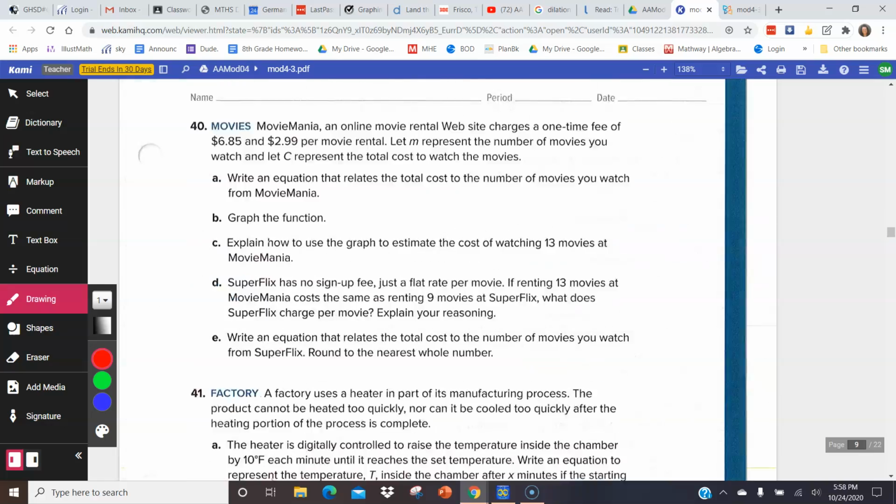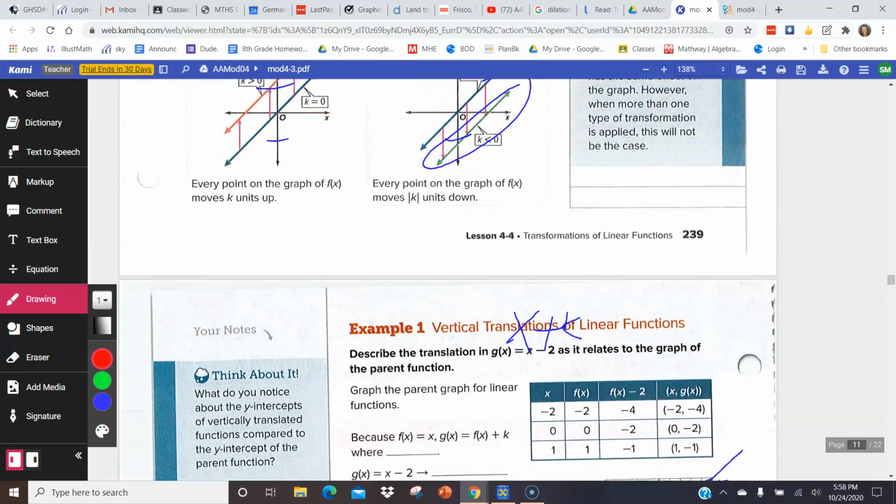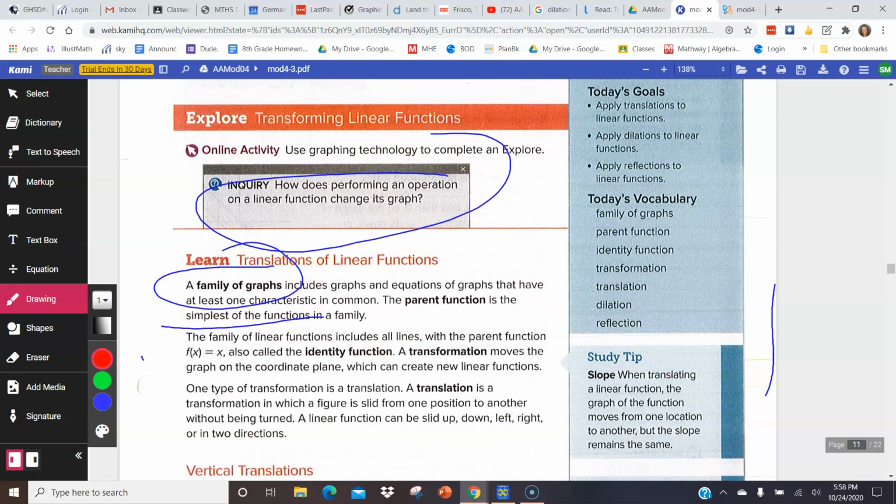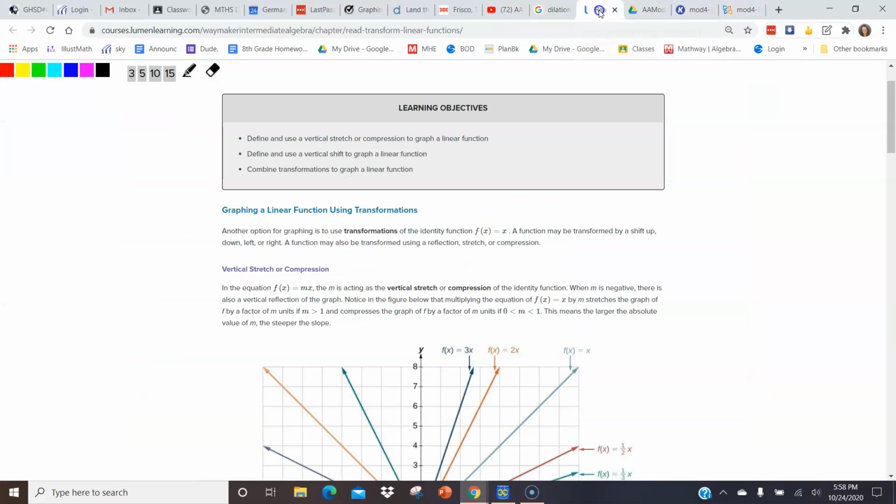Okay, now we're going to go ahead and take our lines and we're going to transform them. We're going to transform some linear functions. So I'm going to switch to this here.